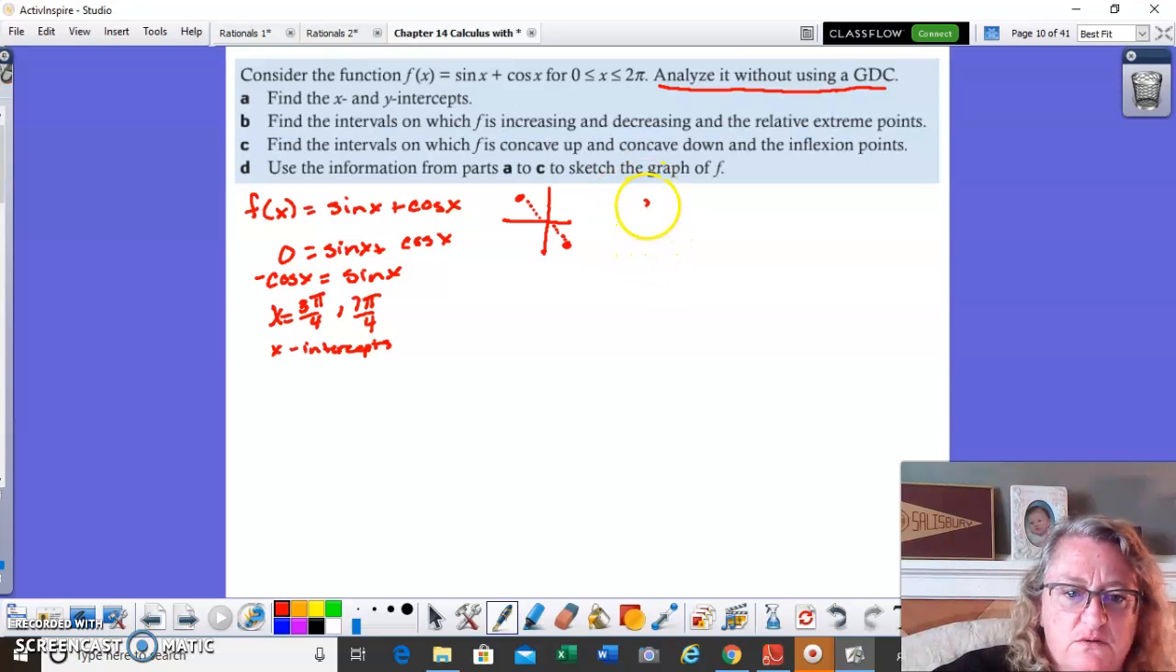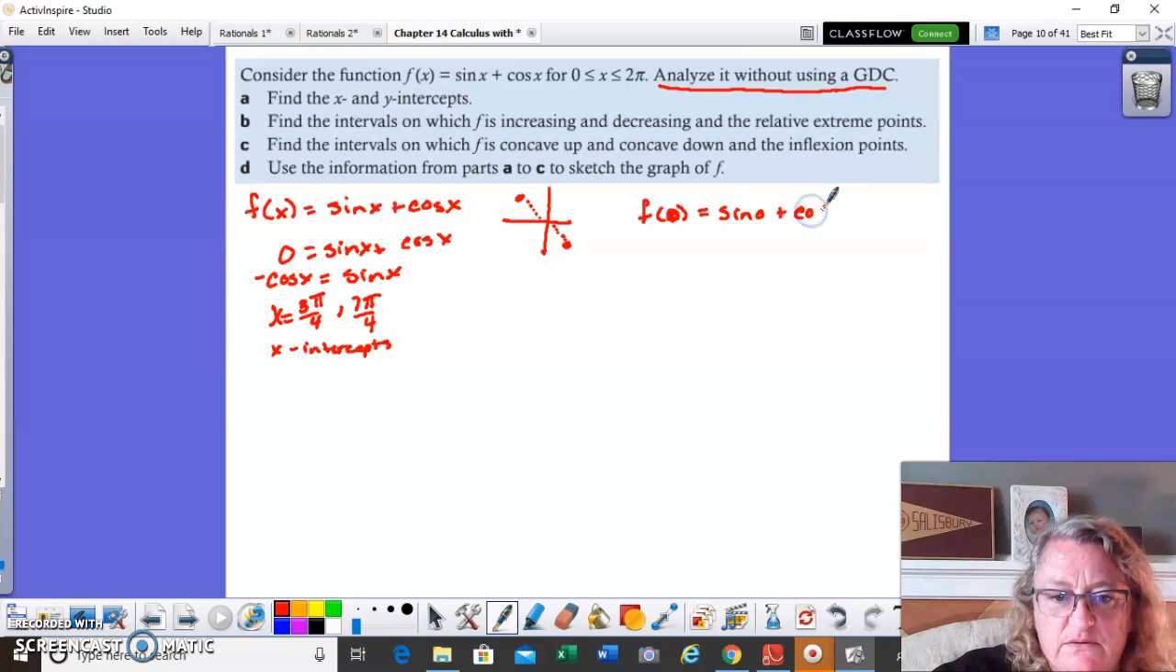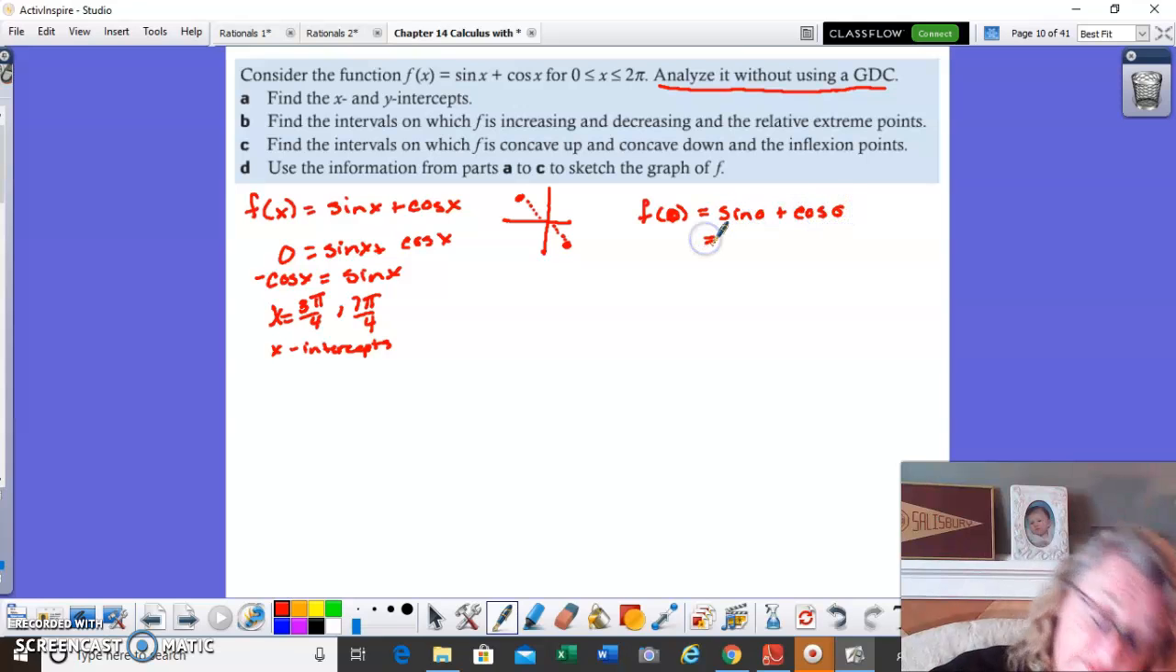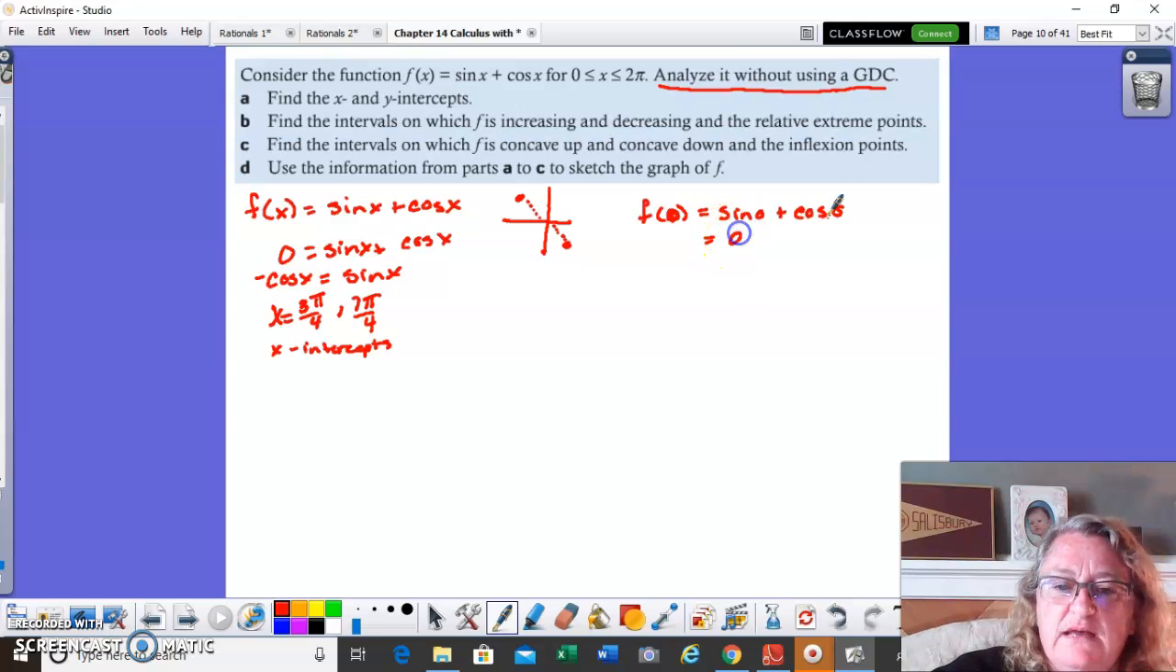Okay. So what is f of x when, or I should say, what is f of 0? So the sine of 0 plus the cosine of 0. Well, the sine of 0, that's the y value of 0 degrees, is 0. And the cosine of 0, so it's the x value of 0 degrees, so that's 1. So that means my y-intercept is y equals 1. That's your y-intercept.